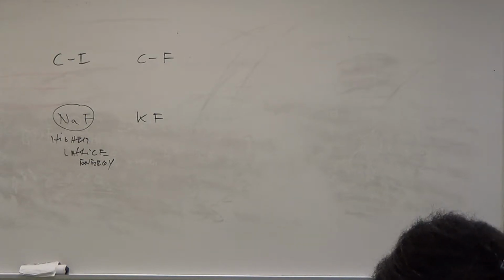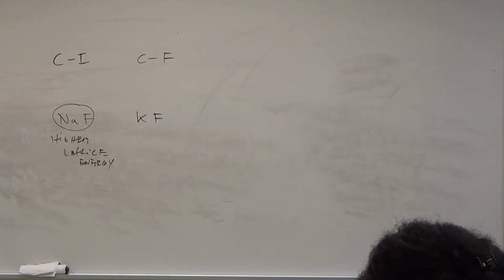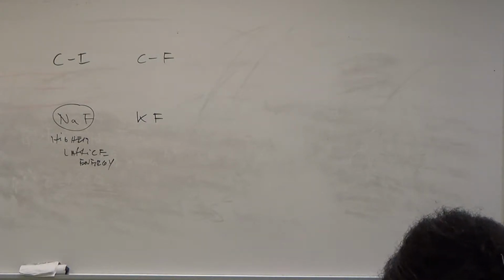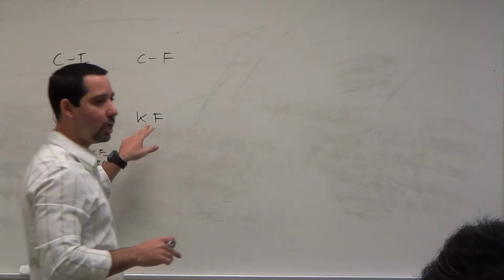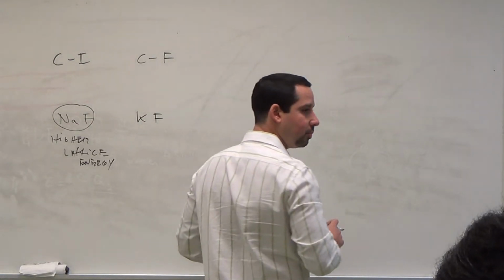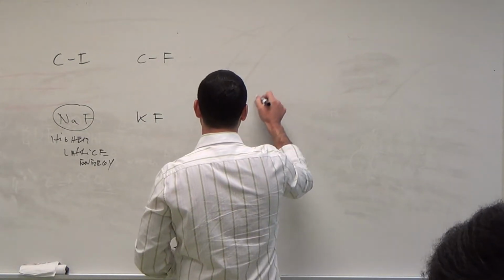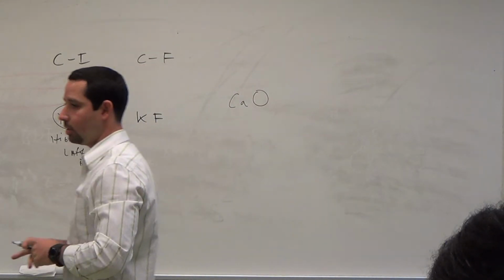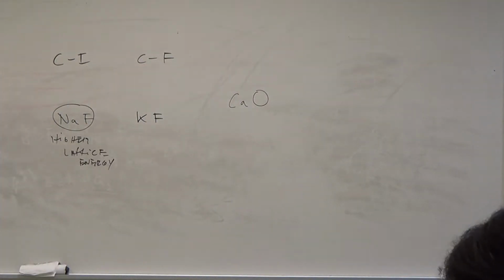And then there is something that happens if you got ions with higher charges. This is +1 and this is +1. But if you have calcium oxide, CaO, what is the charge on calcium? 2 plus.